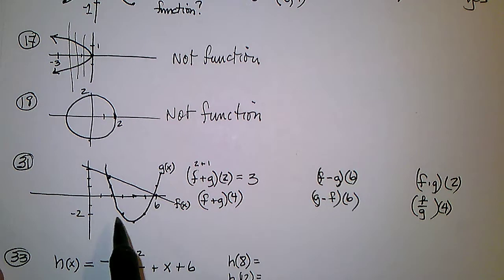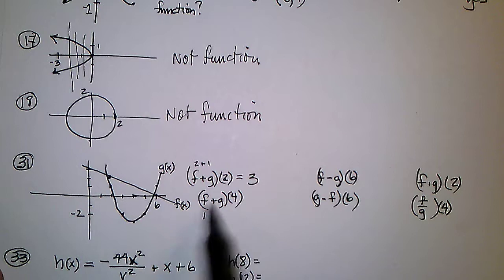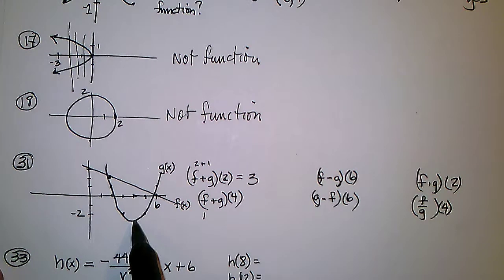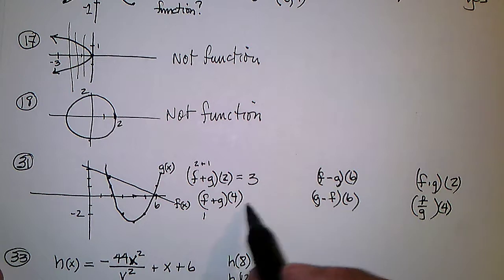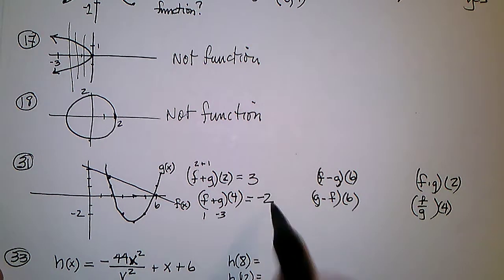F plus g at 4. At 4, f is 1. At 4, g is minus, let's see, that's minus 1, 2, 3. So this is minus 2.